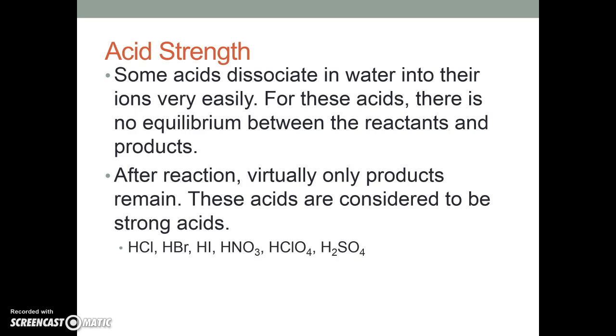Here are the strong acids that you have to know. So get these written down on your exit ticket number 16. HCl, HBr, HI, HNO3, HClO4, and H2SO4. And we'll just call it quits for this presentation and pick it up here next time.